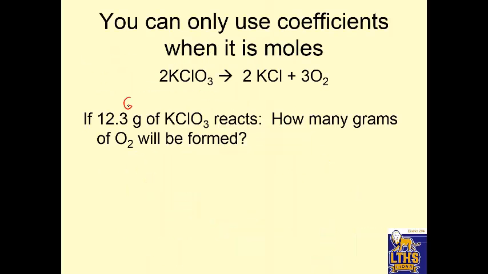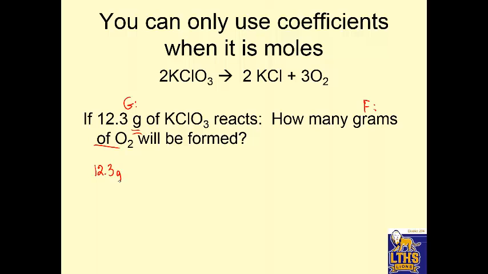But in this problem, I'm given 12.3 grams of potassium chlorate. Uh-oh. I need to find grams of oxygen. So I have to change the identity of potassium chlorate into oxygen, but I can only use those coefficients when it's moles.